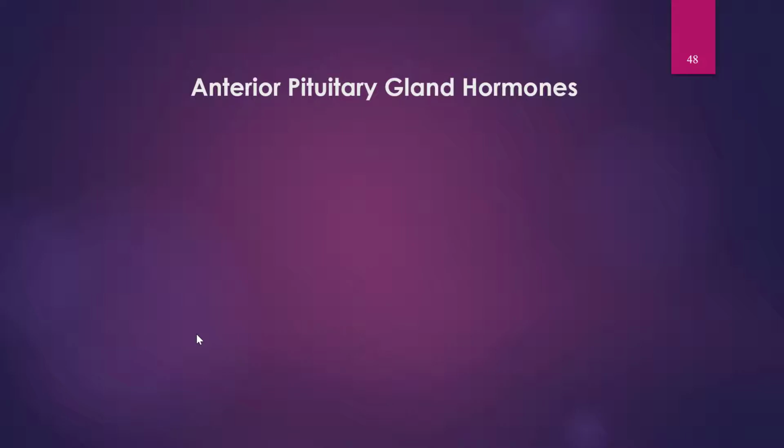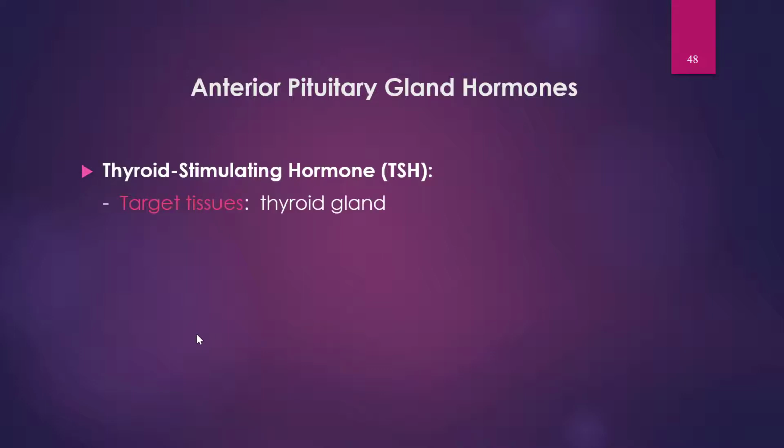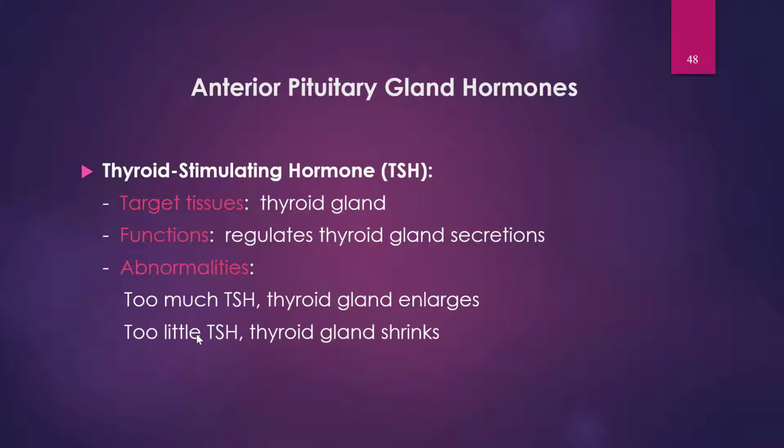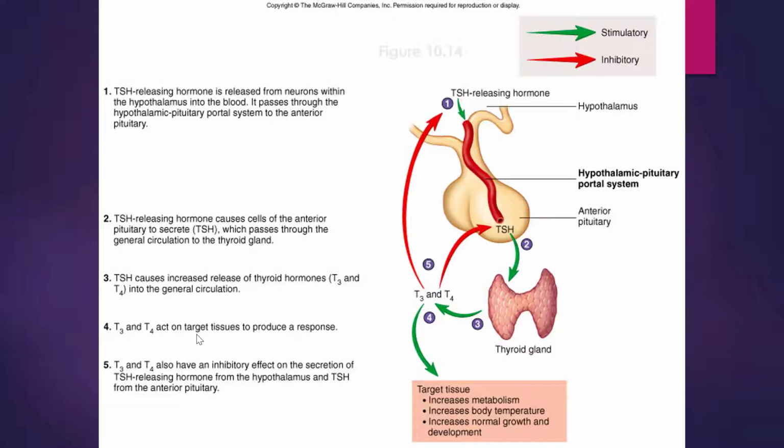So I mentioned to you that the pituitary gland is divided into the anterior part and the posterior part. Let's take a look at the hormones of the anterior pituitary. You have the thyroid stimulating hormone, which is a tropic hormone that targets the thyroid gland. The function will be to regulate the thyroid gland secretion, which is T3 and T4, the thyroxines of the thyroid gland. Certain abnormalities would occur when there is too much of it, the thyroid enlarges, or too little, the thyroid gland would shrink.